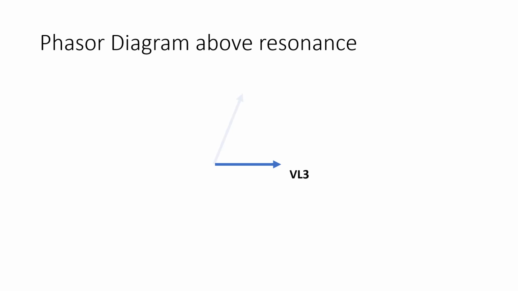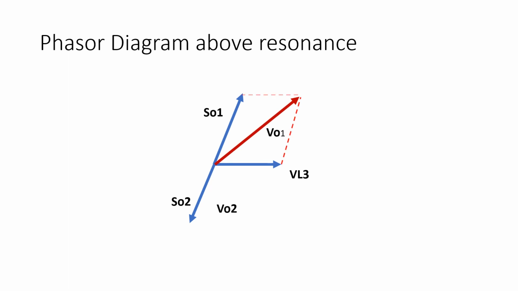Phasor diagram for the frequency greater than the resonant frequency, means what? When the frequency of the FM signal is Fc plus del F. Now in the phasor diagram we can see that for this situation S01 is greater than S02, which results in V01 greater than V02, which makes the output voltage more positive.